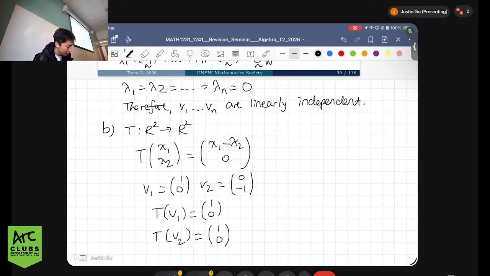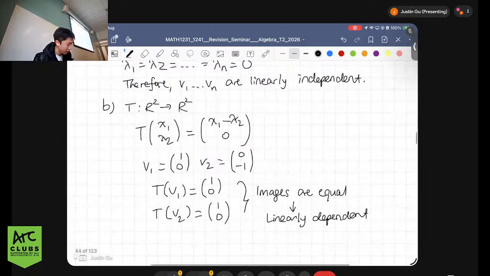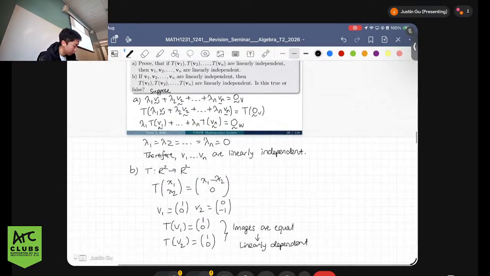If their images are equal, this means that they are linearly dependent. If they're linearly dependent, that contradicts our question, so therefore it's false. Okay, any questions?